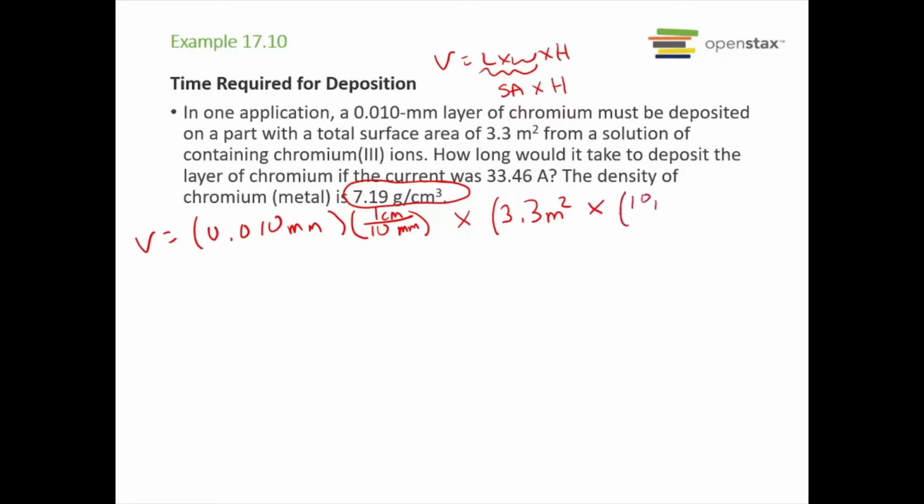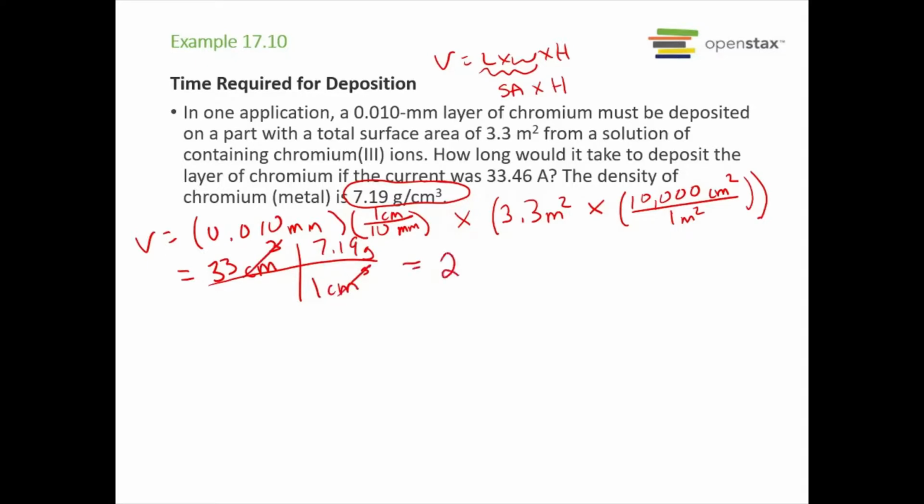And then there's 10,000 square centimeters for every 1 square meter. And so this tells us that our total volume is equal to 33 cubic centimeters. So now we can use this volume to get our mass by using density. So there's 7.19 grams of chromium for every 1 cubic centimeter. So cubic centimeters cancel. And that gives us 237 grams of chromium.